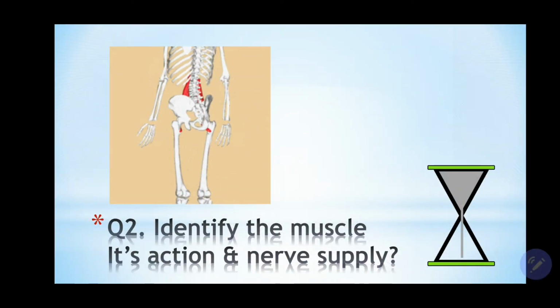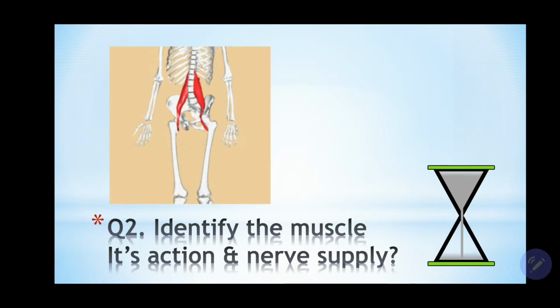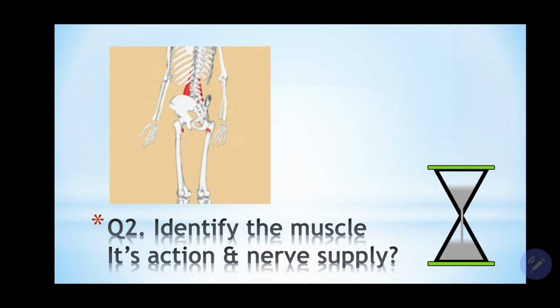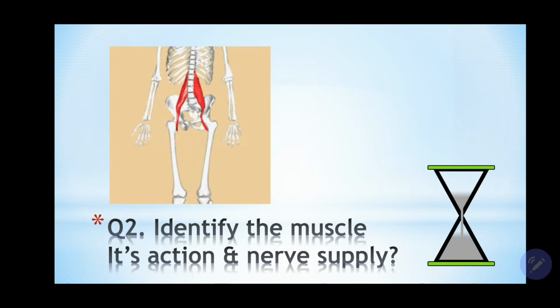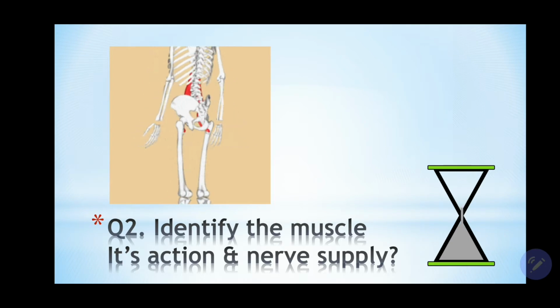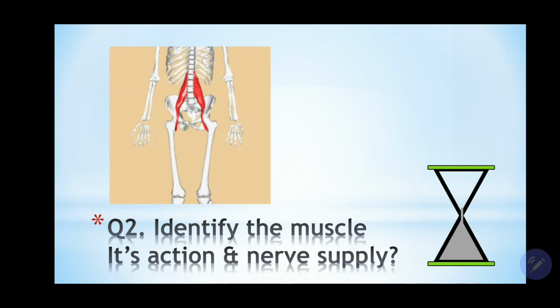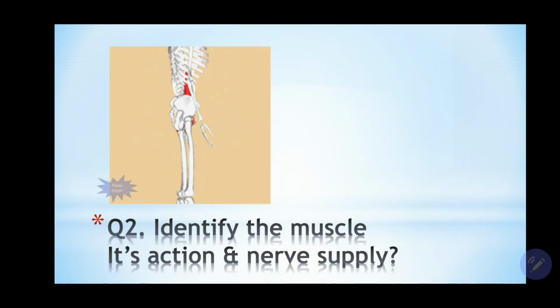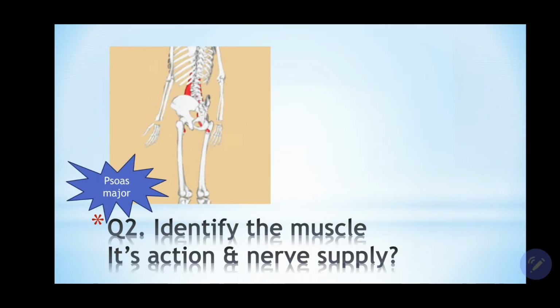Identify the muscle, its action and nerve supply. Okay, so the muscle is psoas major.